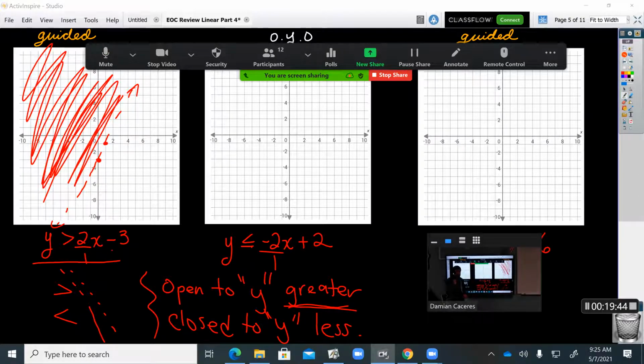So pay attention here. Positive 2 is the y-intercept, so we mark positive 2. Now the slope is negative 2 over 1. Down 2, right 1. I've made the line solid because it has the equal to line here. That's why it's not dashed like the first one. Now, if I look at this, it's closed to the y. That means it's less than. So we need to shade below this line.